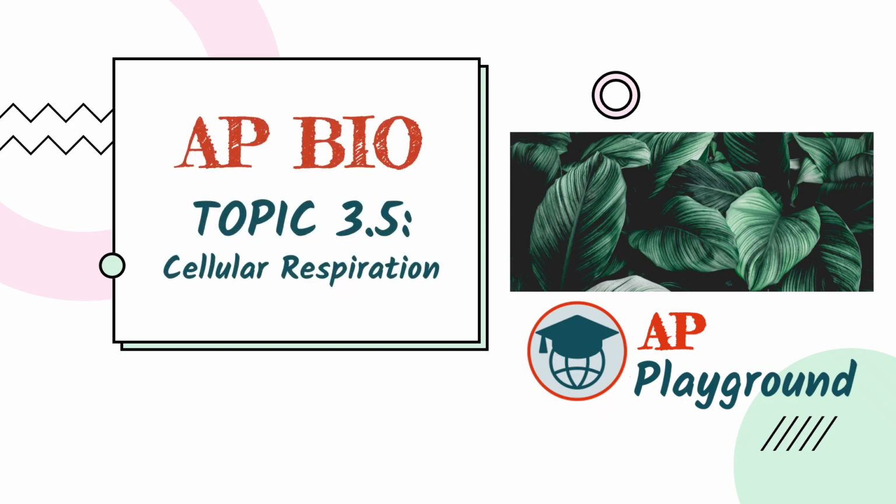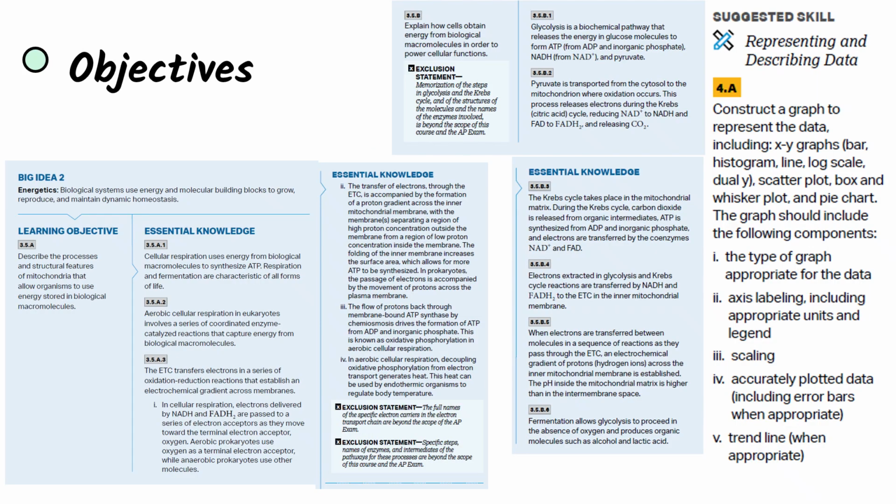Today we're covering topic 3.5, cellular respiration. Just like 3.4, we've got another long lesson here, but we'll be looking at the components of the mitochondria, the steps of cellular respiration, including glycolysis, Krebs cycle, and oxidative phosphorylation, and we'll also be taking a look at fermentation in the end. The suggested skill is representing and describing data.